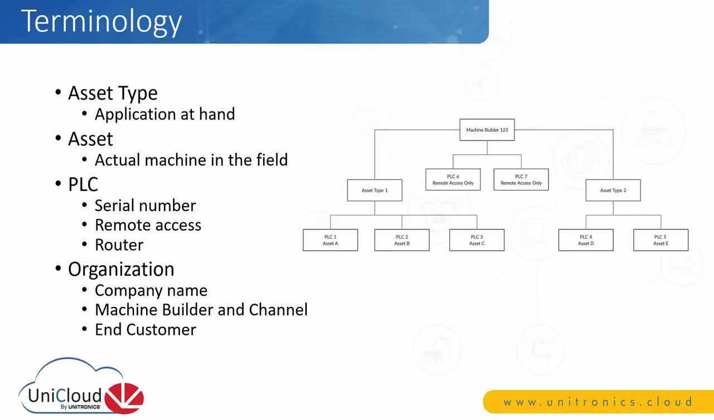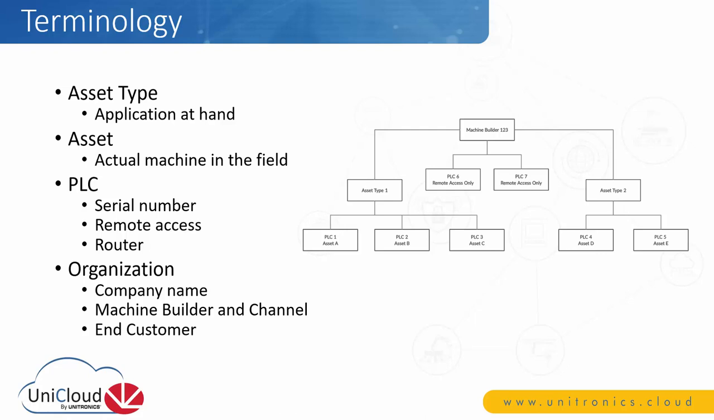To begin, I would like to introduce some terminology that will bring the cloud full circle. The asset type is the application designed to be running in the controller. The asset type will consist of all tags and alarms that will be pushed to UniCloud. The asset is the actual machine in the field. Now, the asset is not necessarily just the controller. If there is a router involved in the install, this would also be part of the asset.